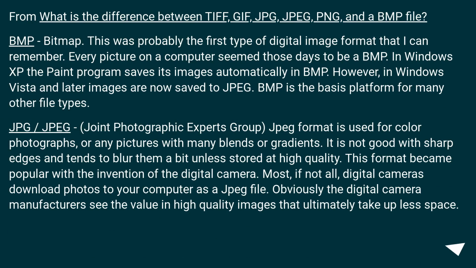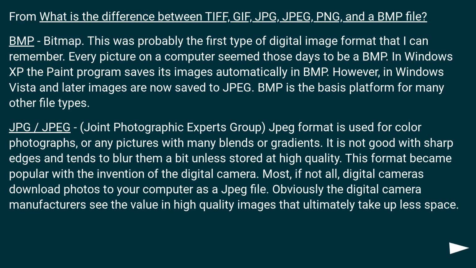What is the difference between TIFF, GIF, JPG, JPEG, PNG, and a BMP file? BMP, bitmap. This was probably the first type of digital image format that I can remember. Every picture on a computer seemed those days to be a BMP. In Windows XP, the Paint program saves its images automatically in BMP. However, in Windows Vista and later, images are now saved to JPEG. BMP is the basis platform for many other file types.